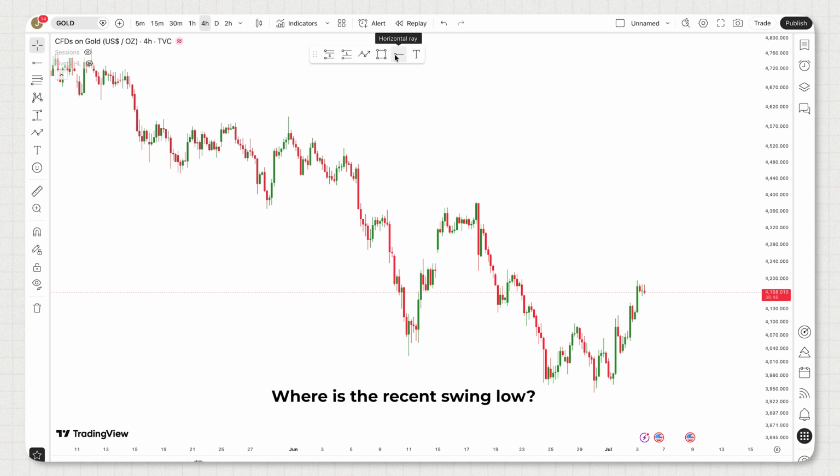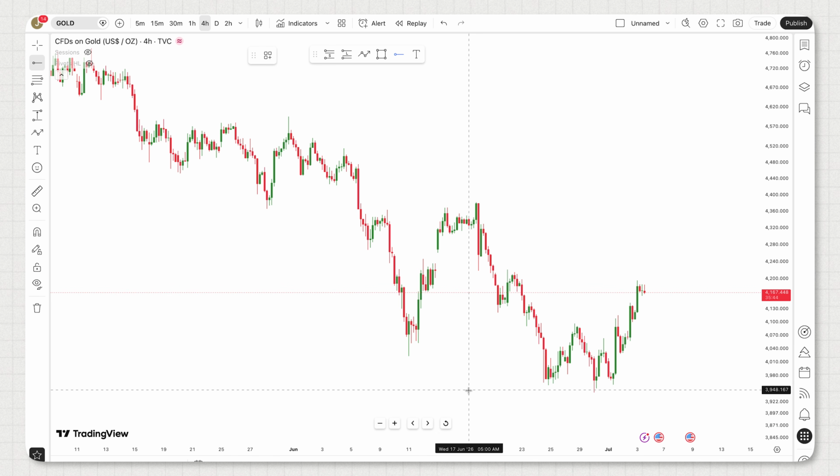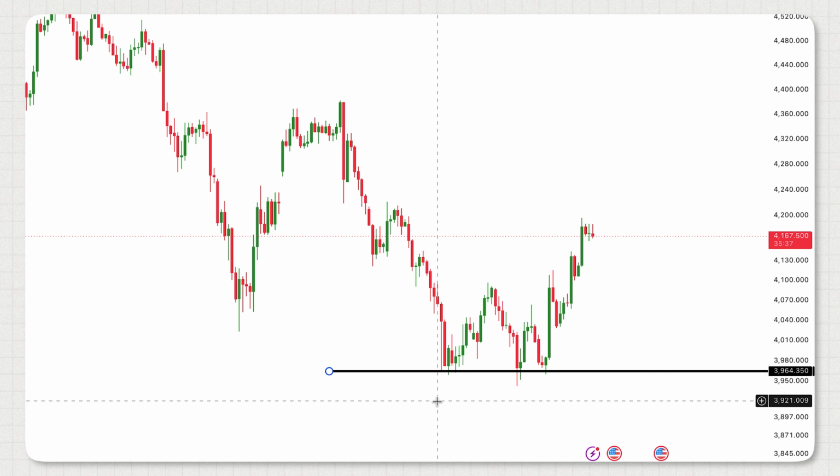And I use the horizontal ray to mark my charts. If you need to find it, on the left side, if you go to trend tools, you'll see it over here and you can favorite it so that you can get it here. So if you select the horizontal ray, we need to identify where is the last low that price created. That would be down here. And I'm going to mark that first.